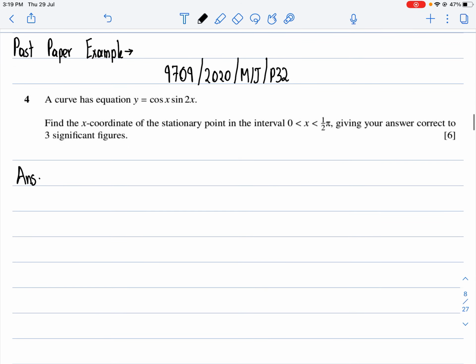So this was basically from the 2020 May-June paper 32. A curve has the equation y equals cos x sin 2x. I need to find the x coordinate of the stationary point. Here you need to recall from AS level that a stationary point basically means that your dy by dx is equal to 0, or your gradient is equal to 0.